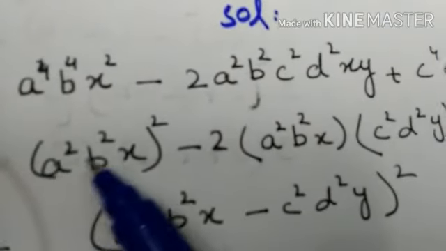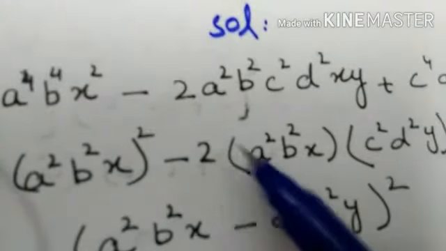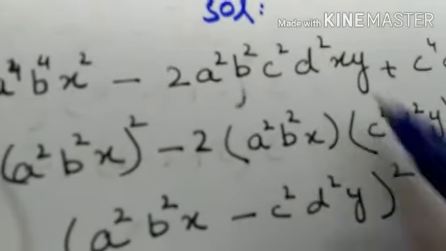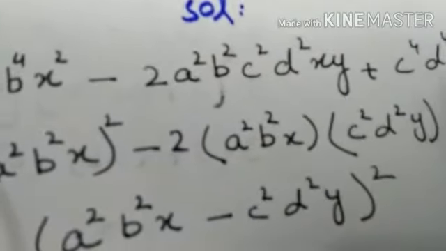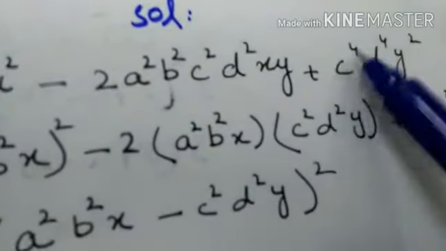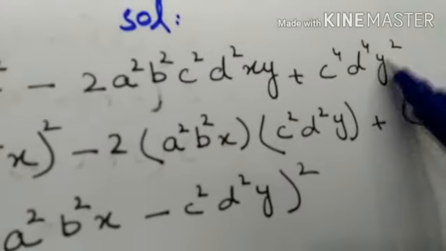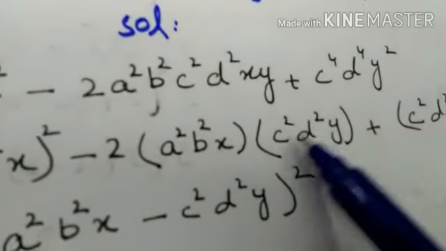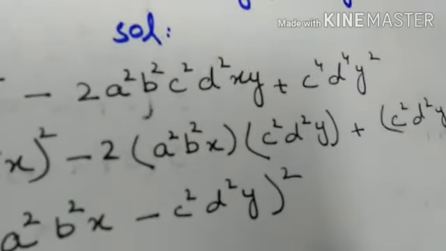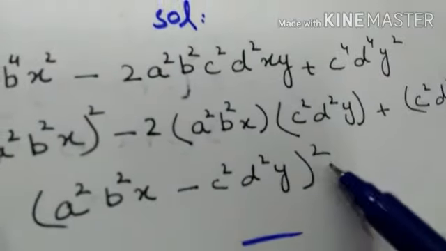So the first term is a square, b square, x. Minus sign shows that minus 2 of the formula will be there. Then first term is a square, b square, x. It will come. Then second square. How you will judge from this? We will see the second term and we will take the square of that. It is c4. c4 means c square whole square. d4 means d square. y square means only y, simple y square. So we will write the second term, c square d square y whole square. And we'll compose the formula, first term minus second term whole square.